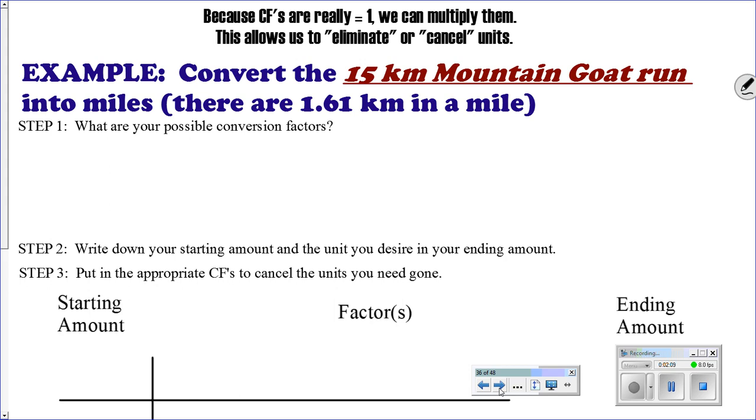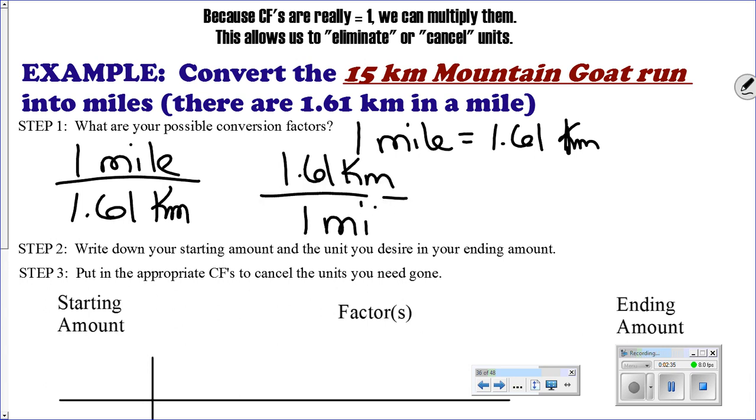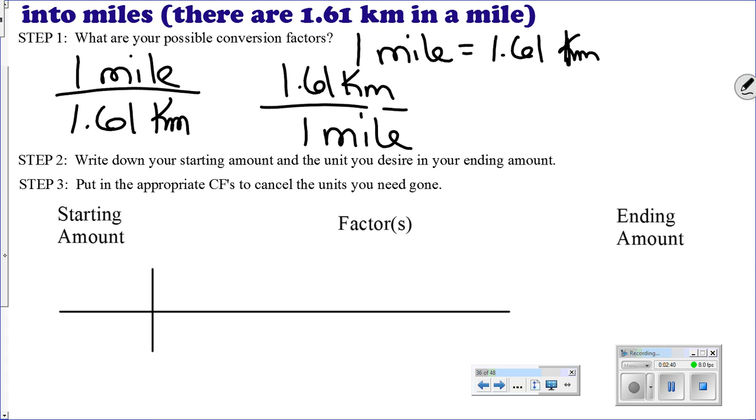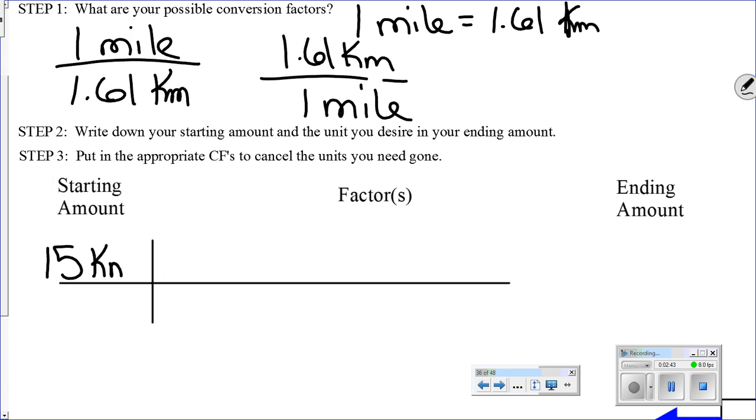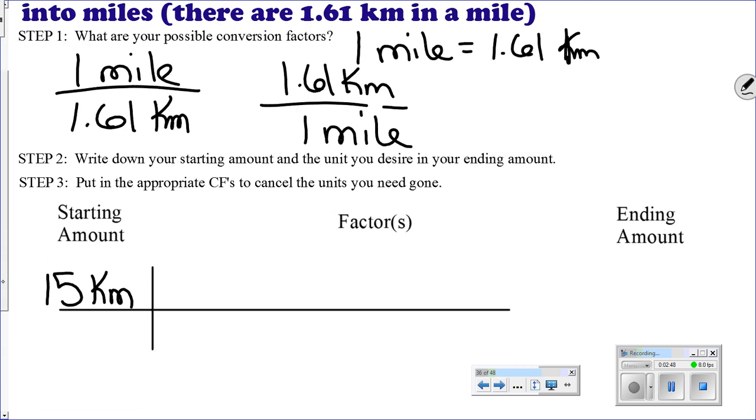So if we wanted to look at converting the 15-kilometer mountain goat race into miles, we would say, okay, so this problem is telling us that 1 mile is 1.61 kilometers. In this particular problem, I'm going to kind of ignore significant figures a little bit. I have 2 potential conversion factors here. I can put 1 mile over 1.61 kilometers, or I can put 1.61 kilometers over 1 mile. And the one that I'm going to pick is based on what I start with and what I end with. So next I'm going to look at my starting amount, which is 15 kilometers, and my desired ending unit. So what I want this to come out in is miles.